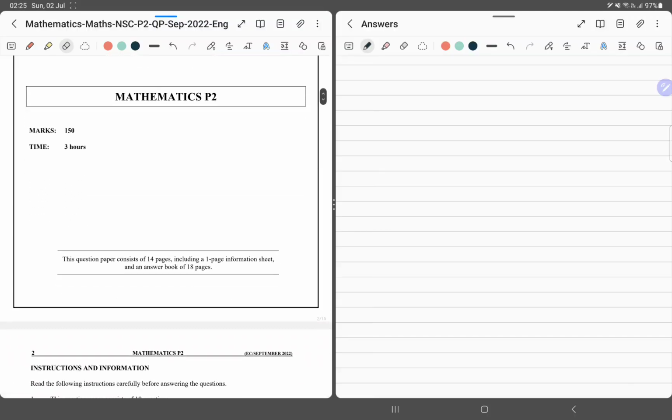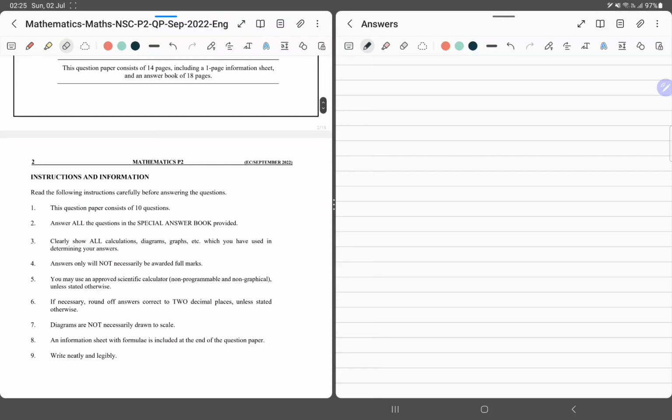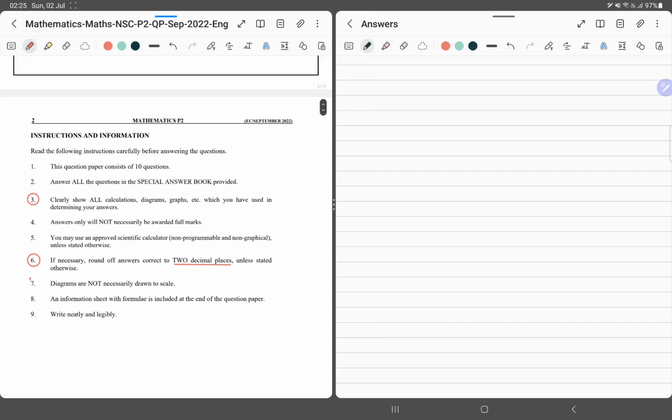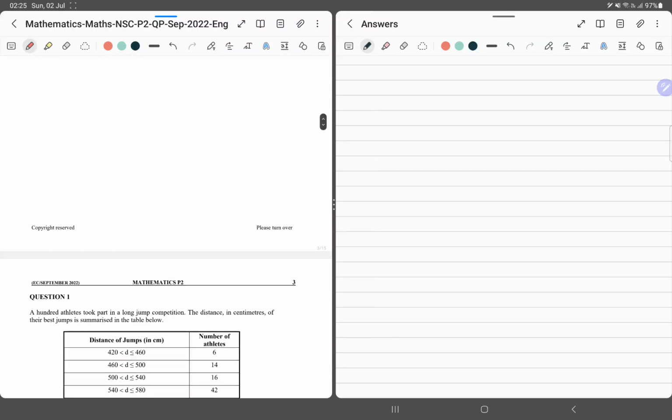Otherwise, let's have a look and see what is in here. Operational instructions are very important to make sure you are clear. Round off to 2 decimal places, no more, no less. Be aware that diagrams are not drawn to scale, so don't try to read directly. Otherwise, we've got formulae in case one needs to rescue themselves.